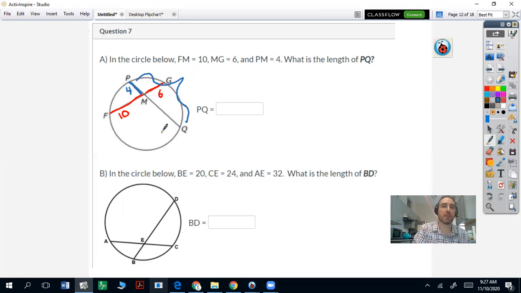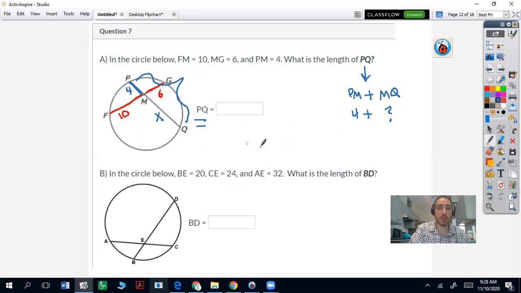Well, there's the difference right there. They're not asking for MQ, they're asking for P to Q. So remember, PQ is the whole chord. That's going to be whatever PM plus MQ is. But we already know PM. PM is 4. We don't know MQ, right? So we're going to solve for MQ first, and then just add 4 to it to get the overall length of PQ.